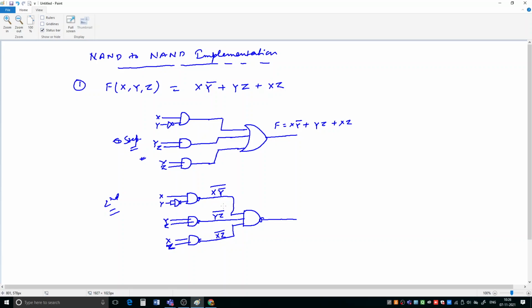Now all these outputs we are passing as inputs to a NAND gate here. So what will be the final output? We will get (xy)' · (yz)' · (xz)', complemented, because this is a NAND gate. So we will get it like this. Now at this point you have to apply De Morgan's theorem.